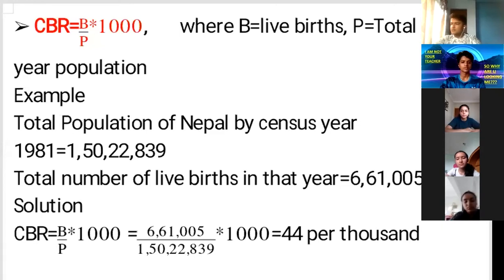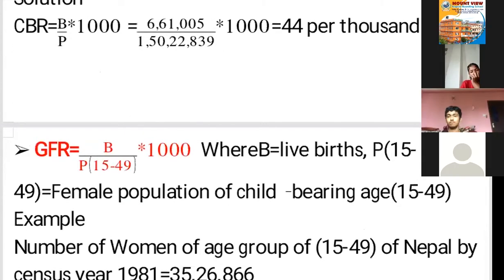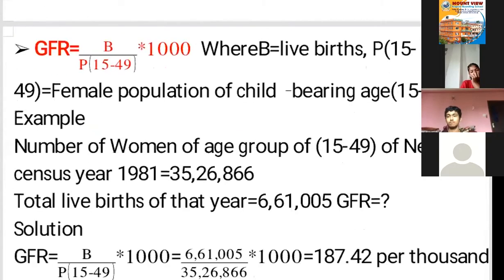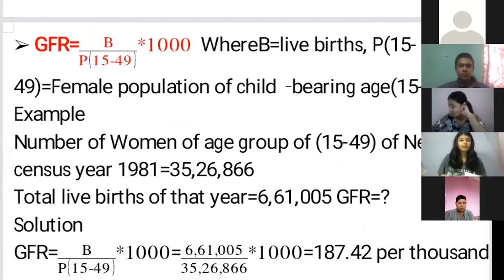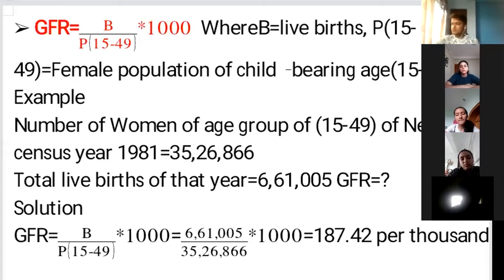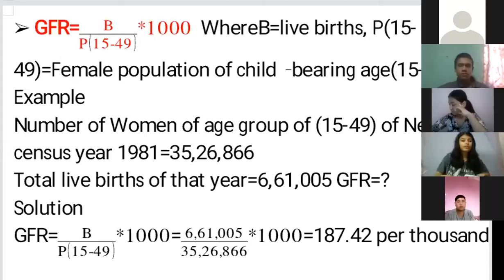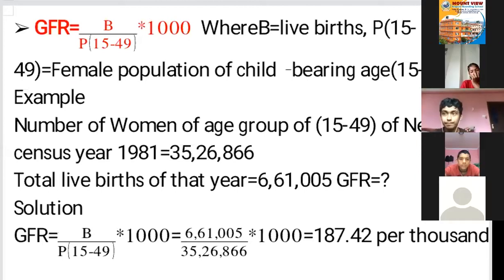All right, my dear friends. After the first numerical problem, the second is GFR, the general fertility rate. It is the second measurement of fertility. Here also I have to mention the formula, the meaning of that formula, and one example to calculate the numerical problem. Okay, my dear students, once again you can see the next page now. You can see the screen.